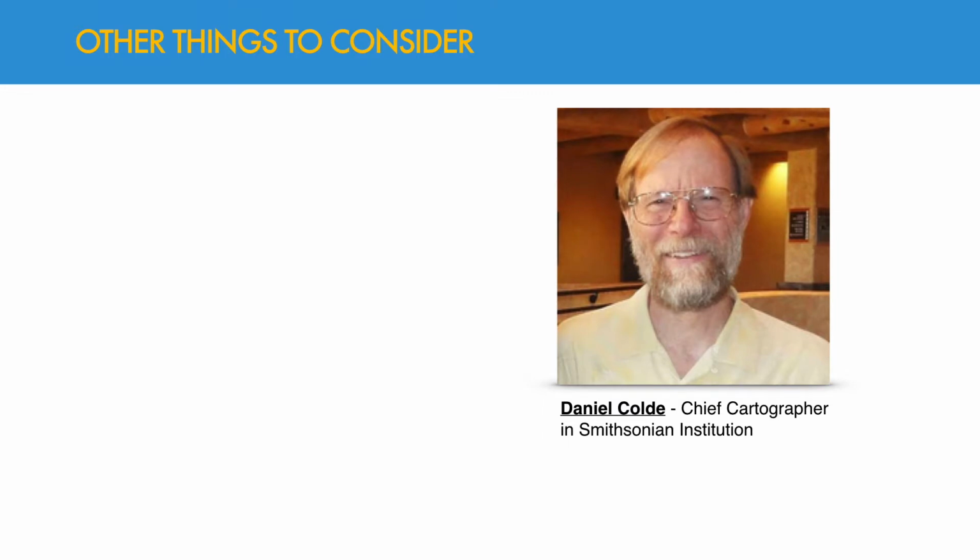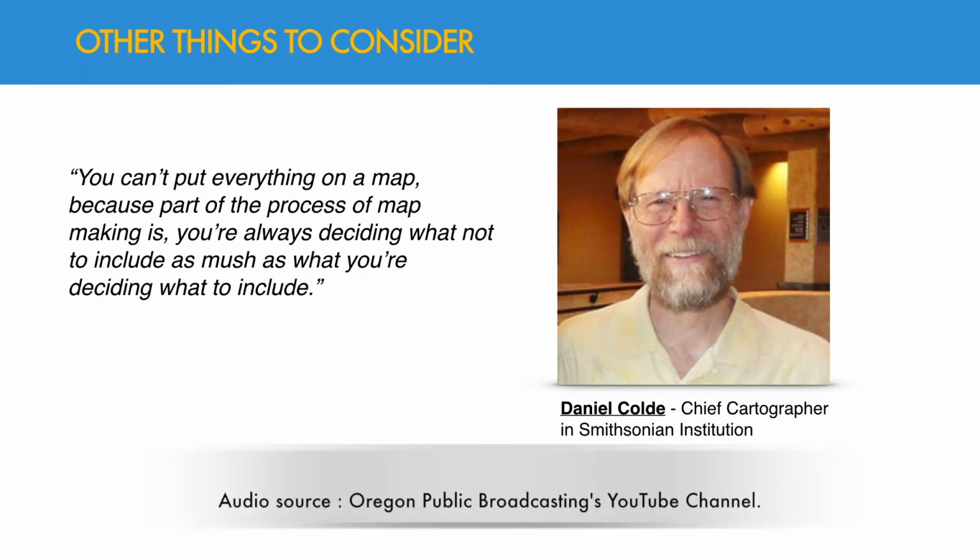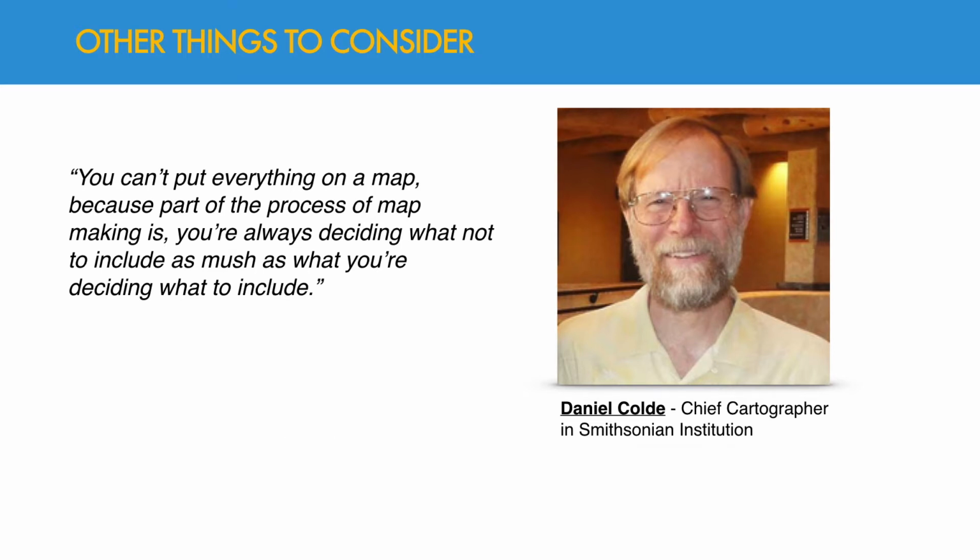A quote that I love from Daniel Cole, the chief cartographer at the Smithsonian Institution, said, "You can't put everything on a map, because part of the process of map making is you're always deciding what not to include as much as you're deciding what to include, because you just want to have the map reader focus on a particular subject." For that, I recommend you be aware when you depend on man-made features, because it's the kind of landmark that can disappear more often.